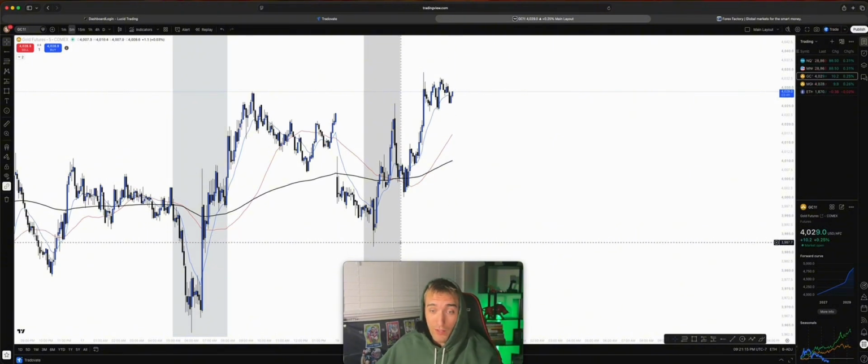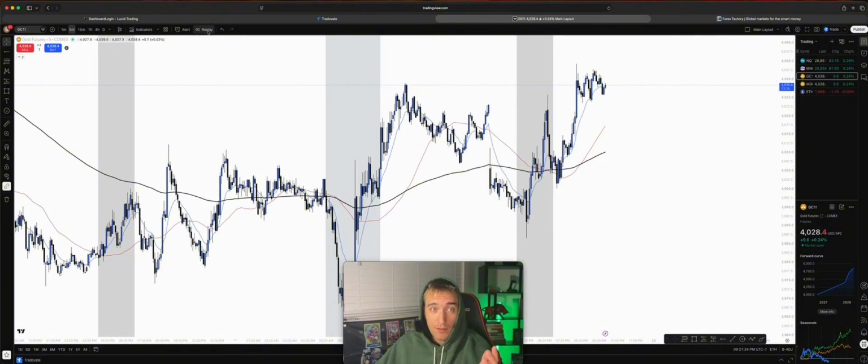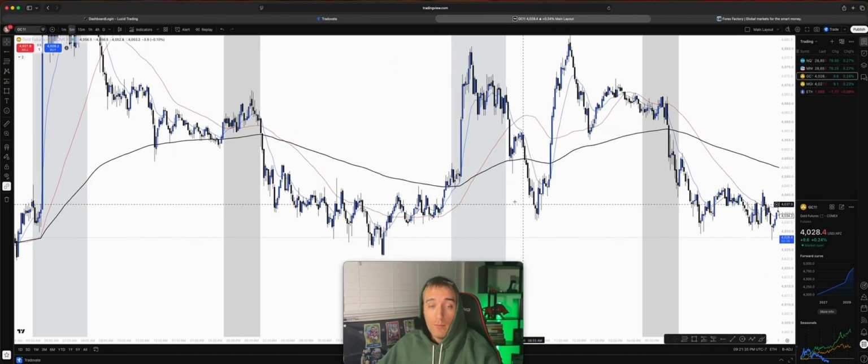Obviously, we're on TradingView with the replay mode. So I hope all of you guys are familiar with that. If not, quick little button up top allows you to go back in time and rerun price action. So I'm going to go back all the way to Monday.